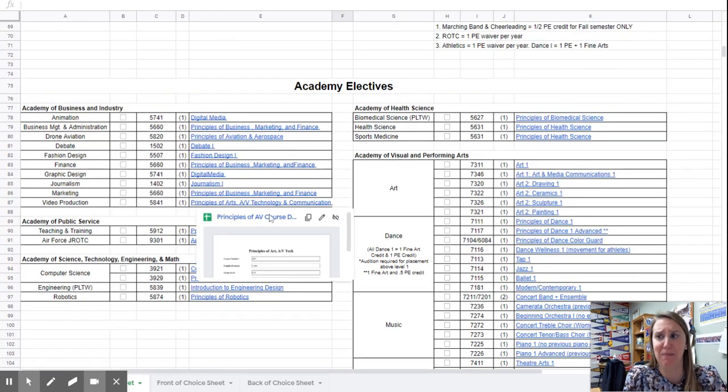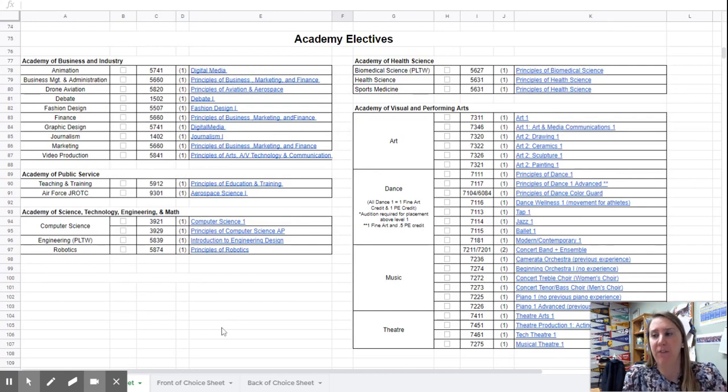Okay, let's look at these academy electives. So first, on the Academy of Business, we've got under animation is digital media. We call this class DIM, kind of like BIM. This is DIM. No homework. It's all in class. This is like photo editing. So Adobe Photoshop. So learning how to take pictures and edit them to make them look all kind of crazy and learn all different skills.